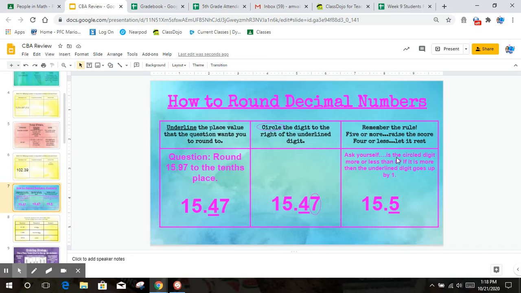And then ask yourself, is the circled digit, that's your 7, more or less than 5? If it is more, then the underlined digit goes up by 1. So because 7 is 5 or more, my 4 becomes a 5. If it was not 5 or more, for example, 0, 1, 2, 3, or 4, then this would just become a 0 and my 4 would stay the same. Okay, but because 7 was 5 or more, that 4 becomes a 5. That is rounding.